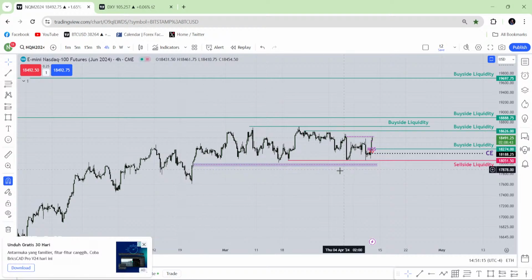Is there anything left for the market to come for? The market always goes for liquidity, not for imbalance, not for internal liquidity, not for previous day high or previous week high, nothing. Just for relatively equal lows and relatively equal highs. The market always goes for that.